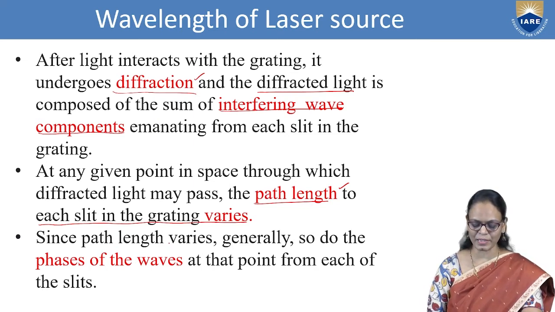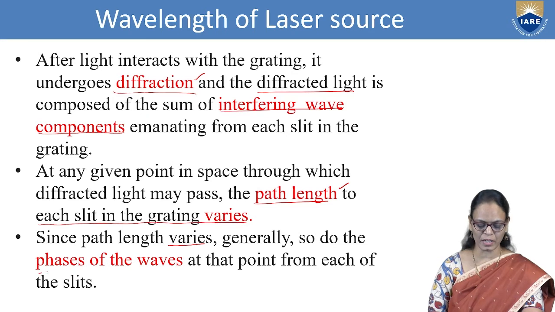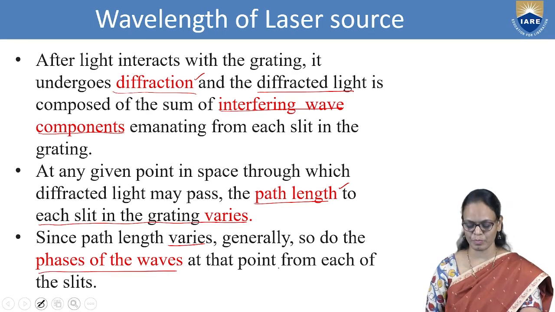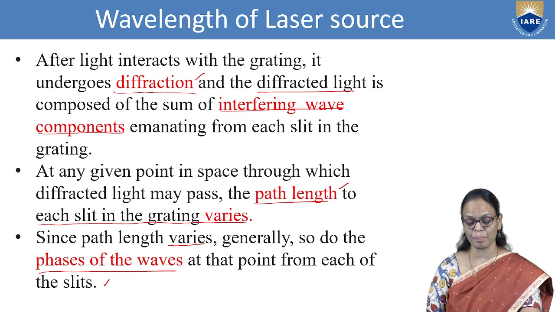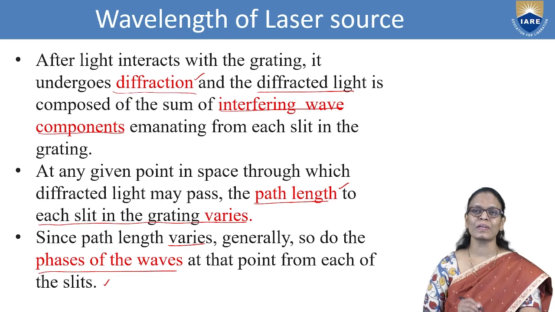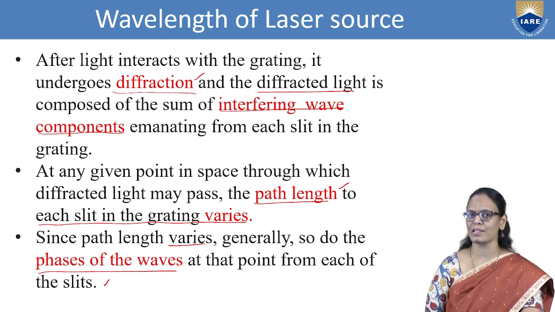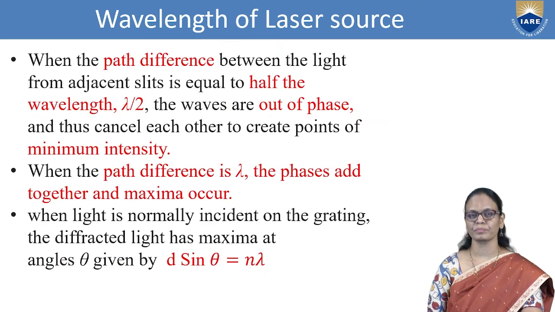Now, since the path length varies, there is a difference in phase at that point from each one of the slits. So we have already understood these two concepts: how the path length varies, and if the path length varies, how the phase varies, because this is a very important aspect to consider whether it is constructive or destructive interference.